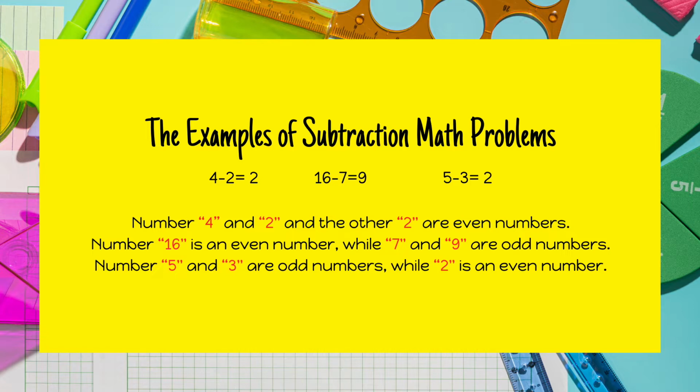And then the third example in this illustration is 5 minus 3 equals 2. Notice that 5 and 3 are odd numbers while 2 is an even number. So the pattern that we're dealing with here is an odd number minus an odd number equals an even number.